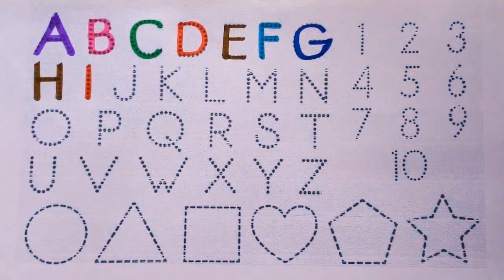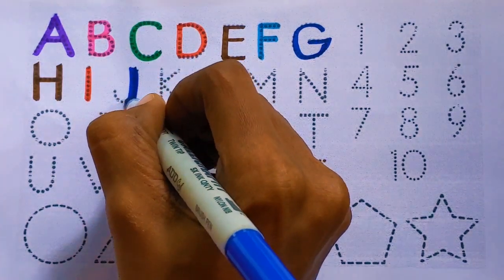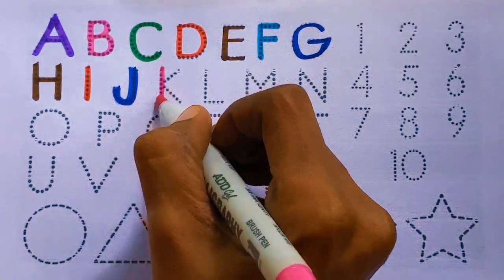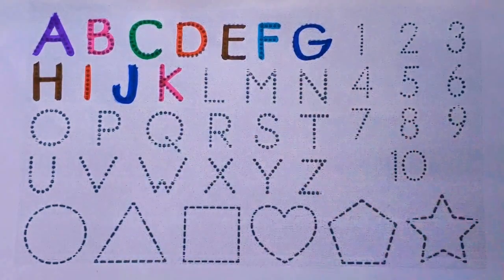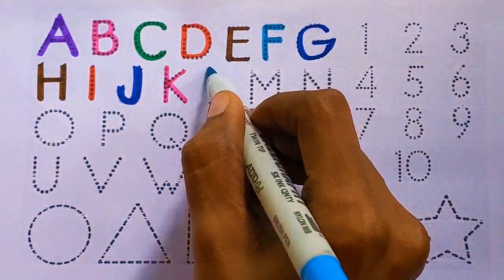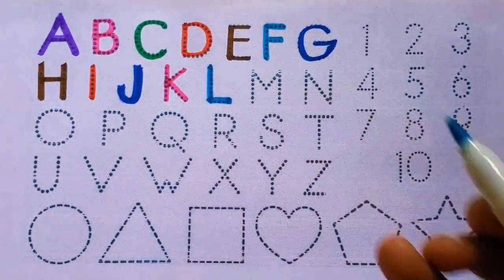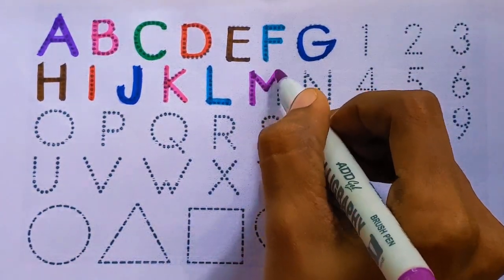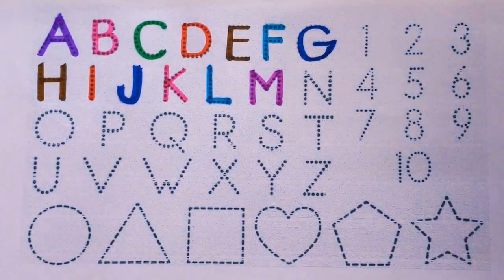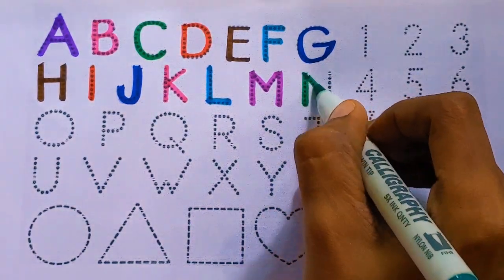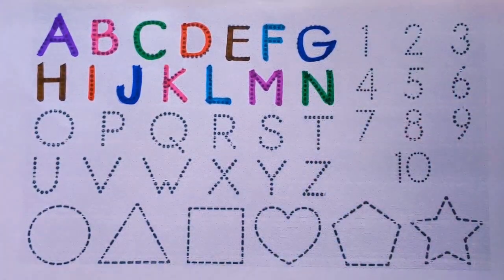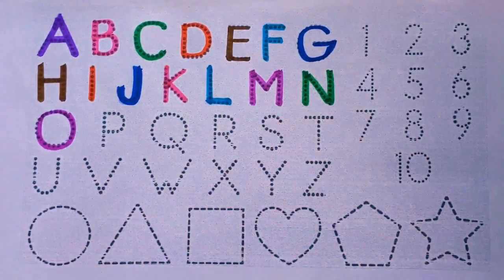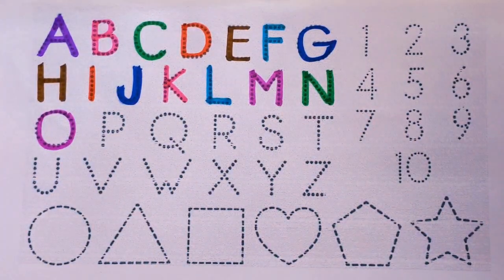I for internet. J for jackpot. Next is K for king. L for lemon. Next is M for mother. N for necklace. After N, next alphabet is O for ostrich.